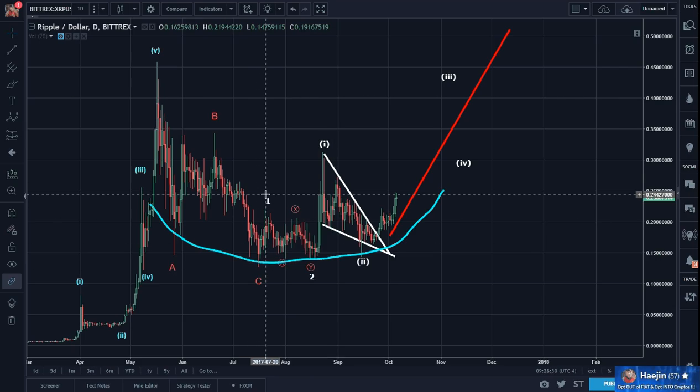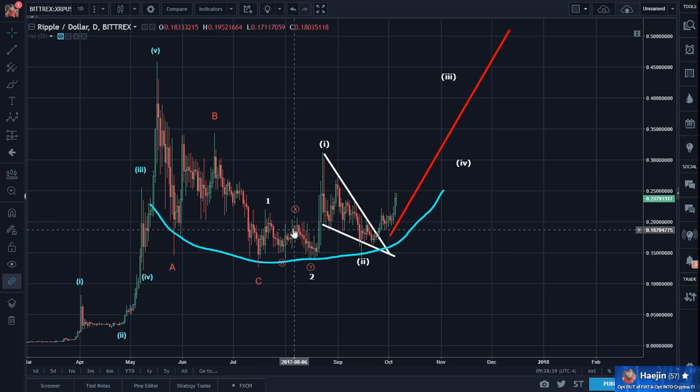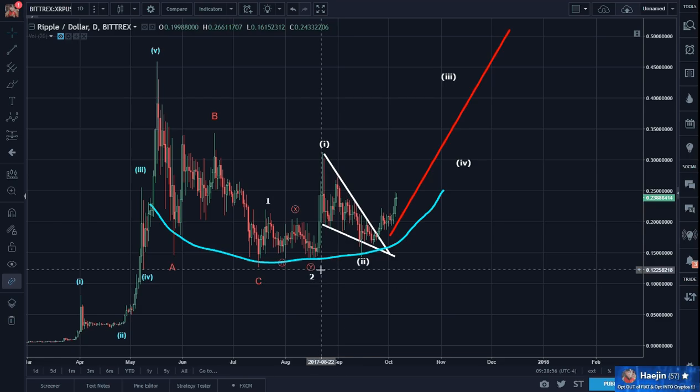So I have one here, and this is an expanded flat, ABC. No, I'm sorry, it's not an expanded flat. It's a WXY correction, another 3-wave correction. And then I can explain this in more detail, but this video is getting already too long. It'll take too long to upload, but I'll get back to it in another session.